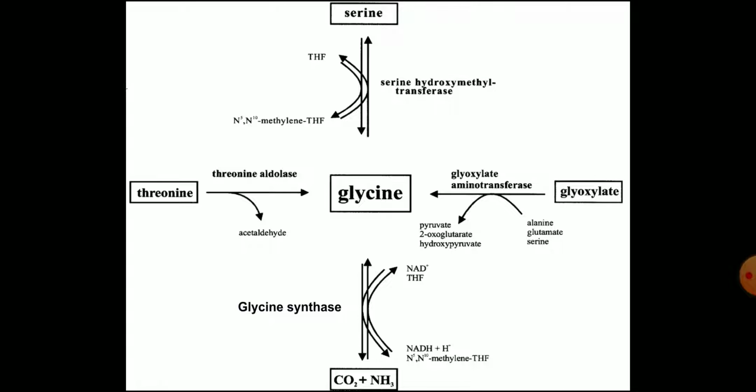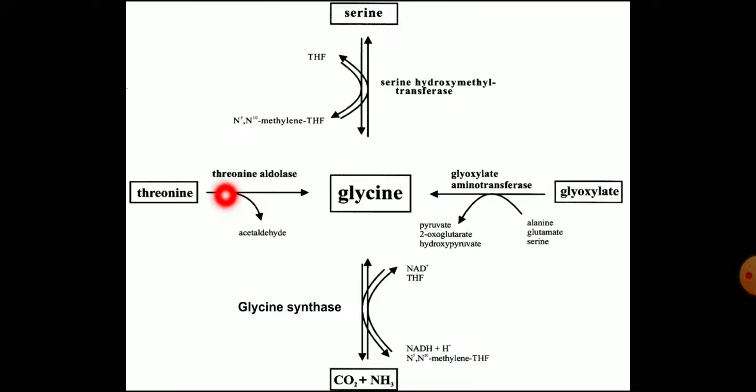So in this flow chart you can see all these. From serine, it is producing glycine by the enzyme serine hydroxymethyl transferase, where tetrahydrofolic acid will take the beta carbon of the serine, forming N5,N10 methylene tetrahydrofolic acid. So serine's alpha carbon is producing the glycine. Serine hydroxymethyl transferase is the enzyme.